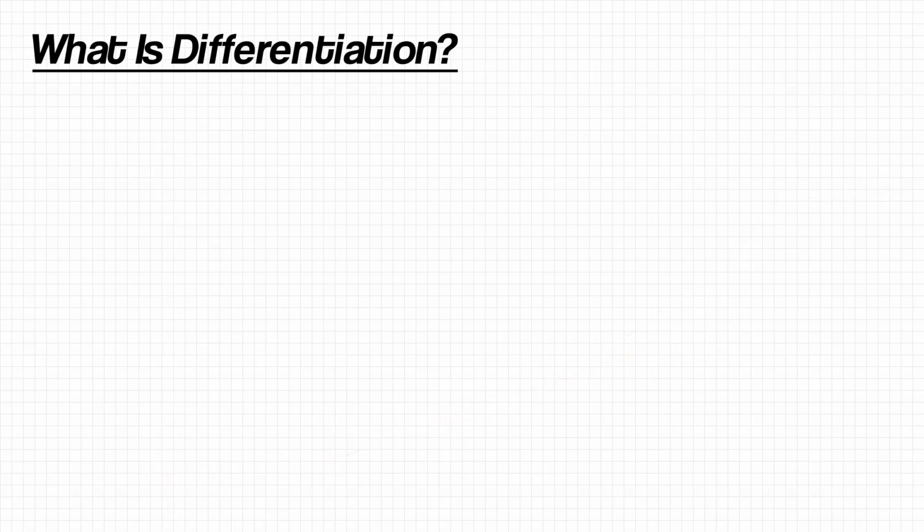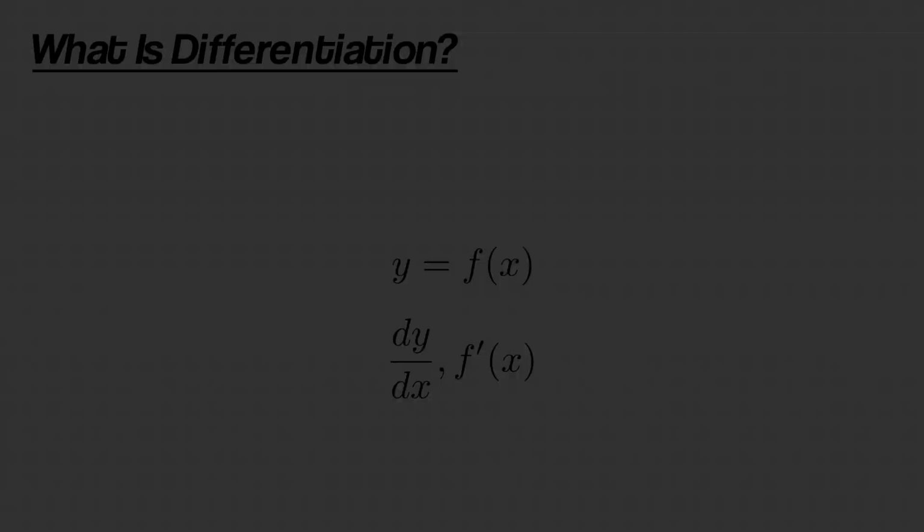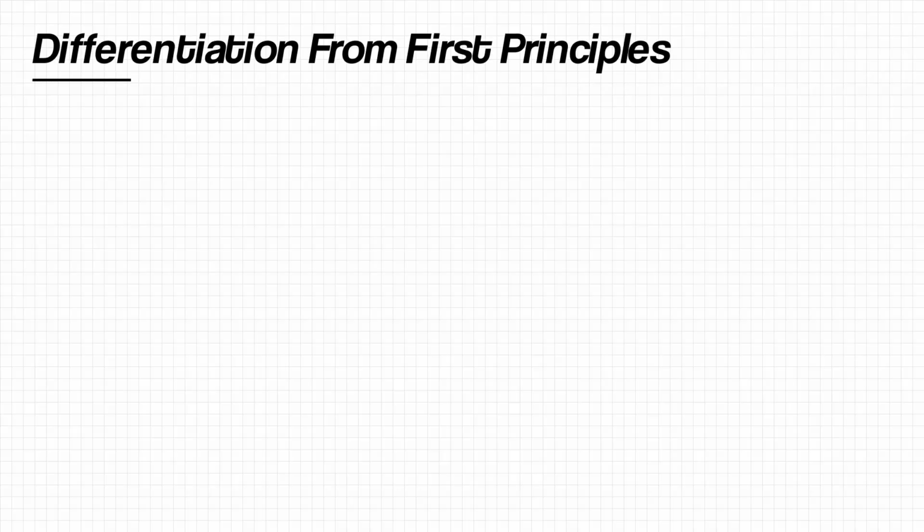Differentiation gives us a formula for the gradient at any point on the curve. We call it the first derivative, and we notate it as dy by dx or f dash of x. Differentiation from first principles is how we calculate the first derivative with no prior knowledge of calculus.